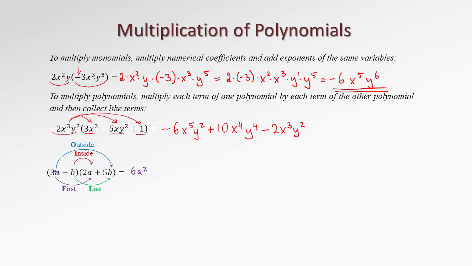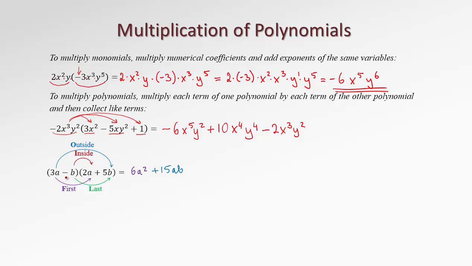Then we deliver the 3a to the last term. So it's 3a times 5b, which is plus 15ab. So the first term was multiplied by each term of the second bracket. Now we go to the second term and we do the same.